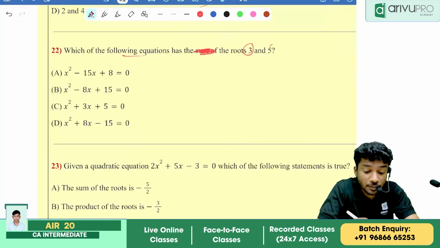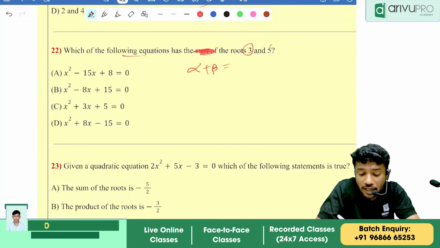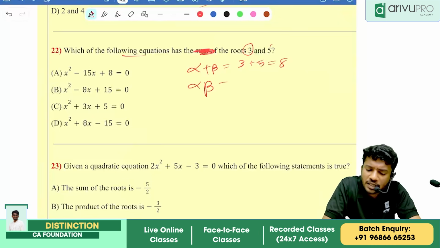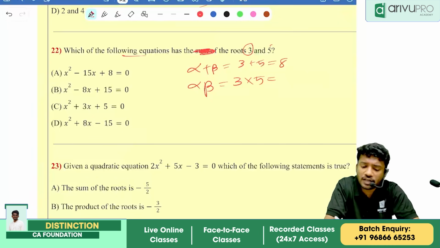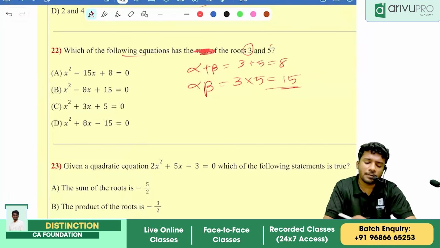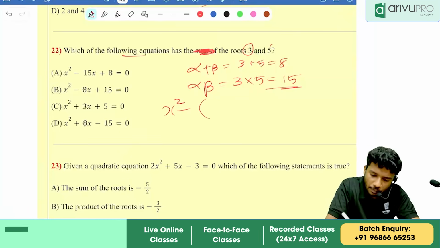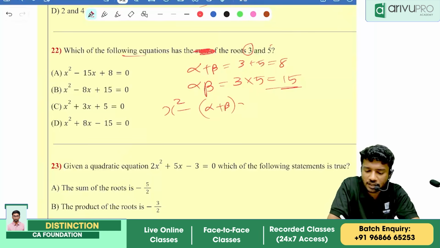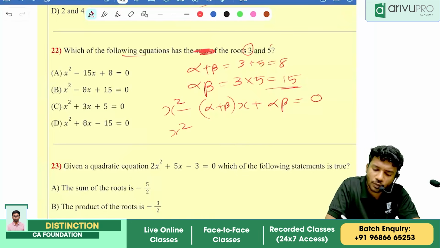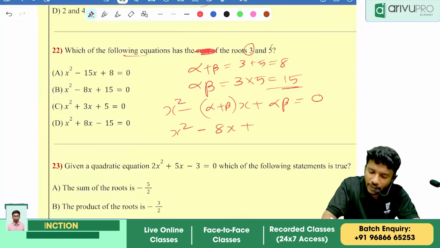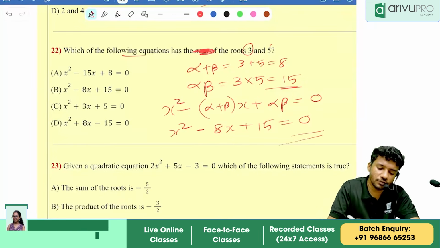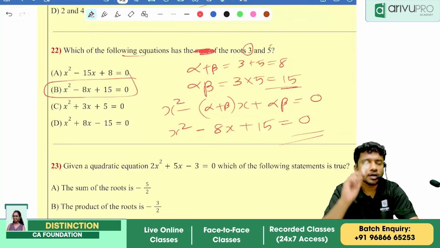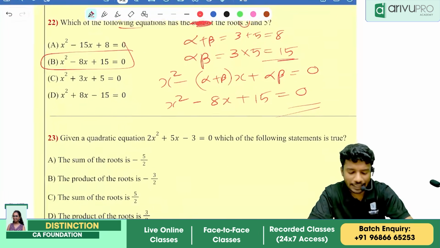Roots are 3 and 5 means alpha plus beta will be how much? 3 plus 5, which is equal to 8. Alpha beta is equal to how much? 3 into 5, which is equal to how much? 15. Now how to write? x square minus of alpha plus beta into x plus alpha beta, which is equal to 0. x square minus 8x plus 15 is equal to 0. Which option? Understood? Got it? Next question.